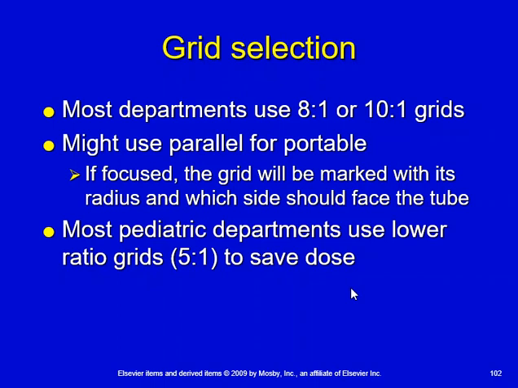Most pediatric departments are going to use a low ratio grid to save dose on the patient. They might sacrifice a little bit of contrast. It's not going to be as effective of a grid at cleaning up scatter radiation, so you may lose a little bit of contrast, but it saves the patient dose significantly. Going back to figure 11-2 in your Bucky factor, the difference in technique between a 70 kVp, 5-to-1 grid and an 8-to-1 grid is that the technique would have to be, even at 70 kVp, 50% higher. So it's quite a difference there.